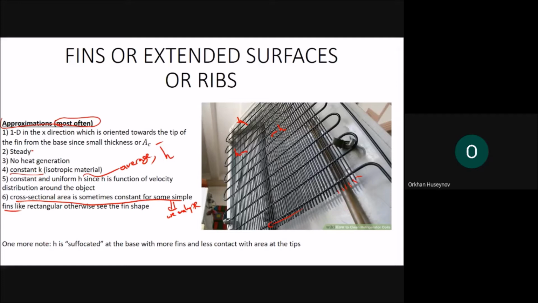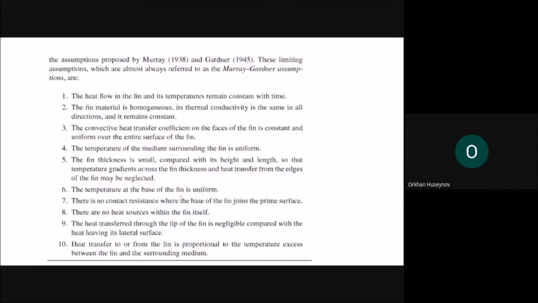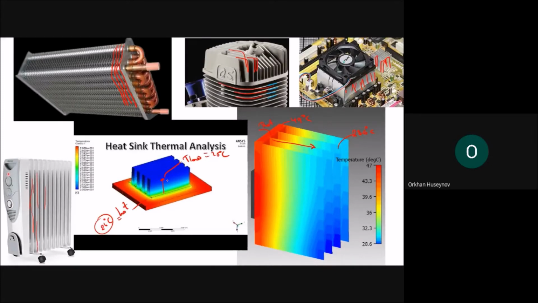And as I've said, h may be suffocated at the base with more fins, with less contact area at the tips. We have talked about this also. If you have small spacing between the fins, the air may suffocate, and you can have a drop in the efficiency of the fins. The assumptions that I've listed here are six, but there are ten approximations given by Murray and Gardner. You can read them, and you can see that the analysis we are doing is not so complex. And these are the examples of the fins that I have shown to you.